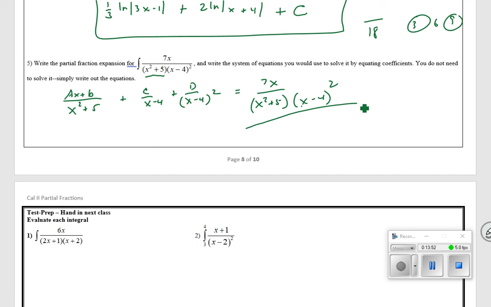And then multiplying everything by this, we'd expand it out and figure out what A, B, C, and D are. I didn't ask you to do that. That's how you do it.